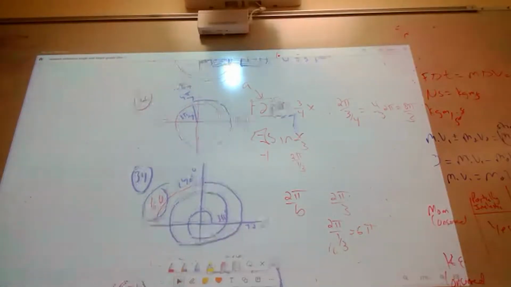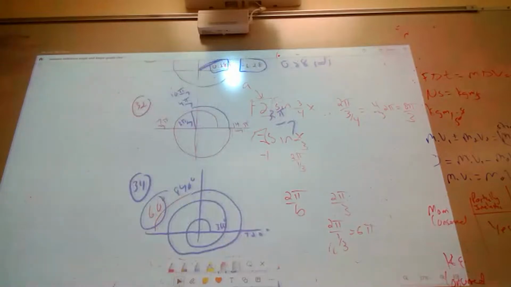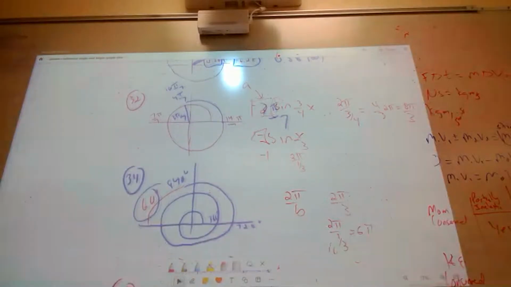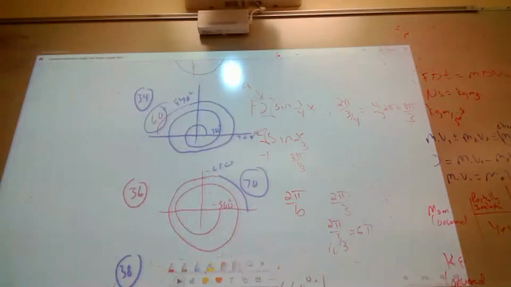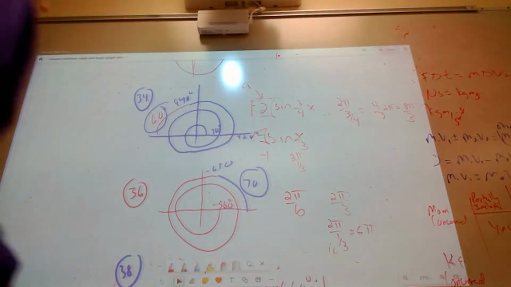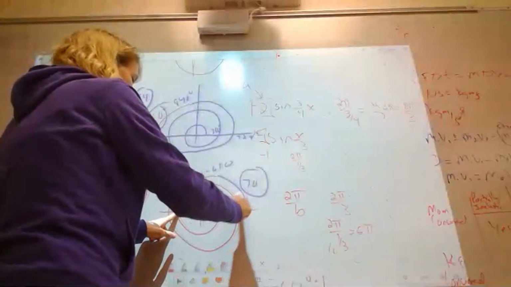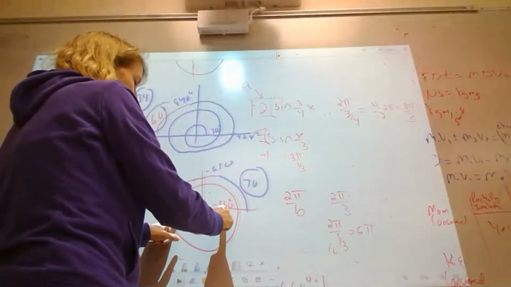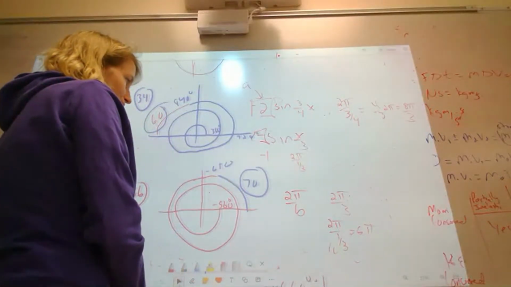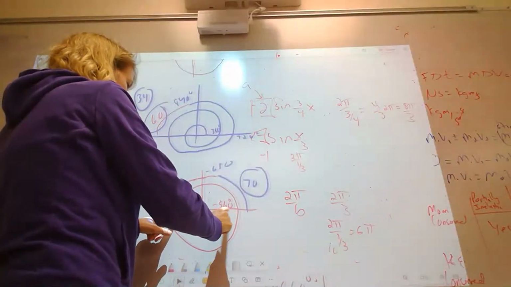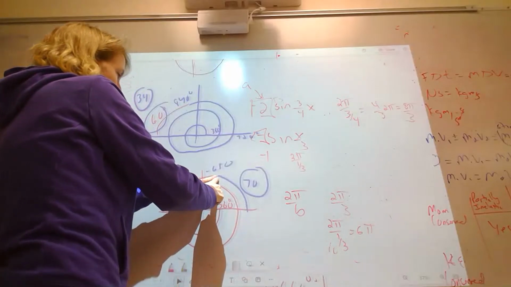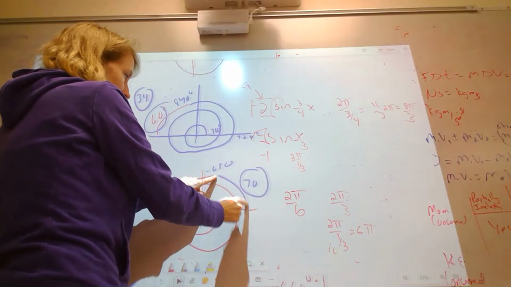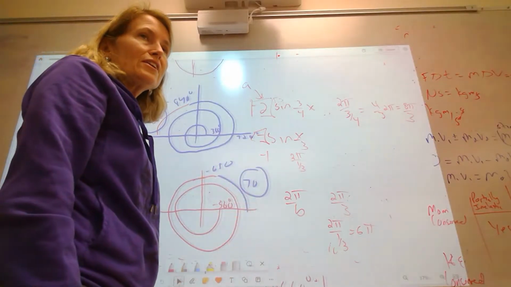Did anyone get 36? Jaden? I got 70 degrees. Good. Negative 650. So you go around once, negative 360. Then we have to go to 650. So how much do we have left to go from 360 to 650? Okay, it's 290. So we go around once and then we go 290. Then we've got another 70 from 290 to get to another 360. So it's 70 degrees. Did anyone else get that one?